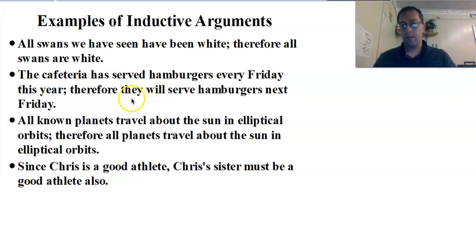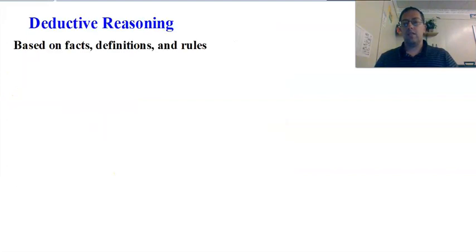You don't know. All known planets travel about the sun in elliptical orbits, therefore all planets travel around the sun in elliptical orbits. I don't know, there might be a planet somewhere out there that travels in an actual circle, and it's not an ellipse. We don't know. And since Chris is a good athlete, Chris's sister must also be a good athlete. These are inductive arguments. All right, so now what we're going to look at is deductive reasoning.